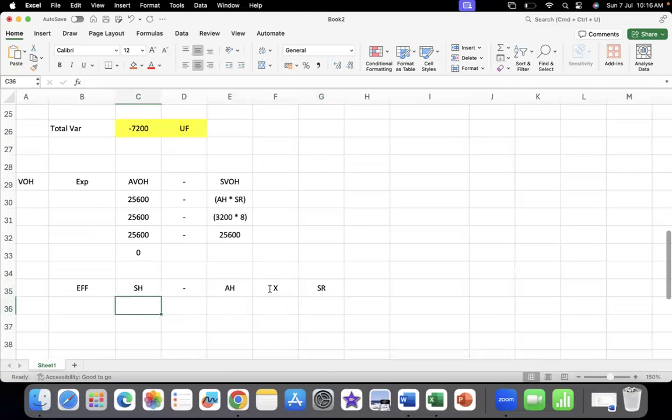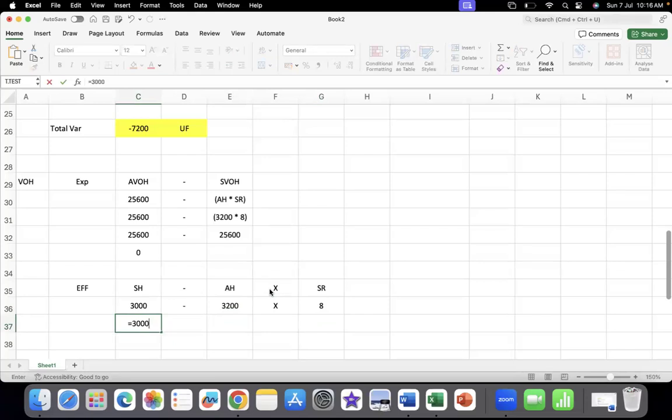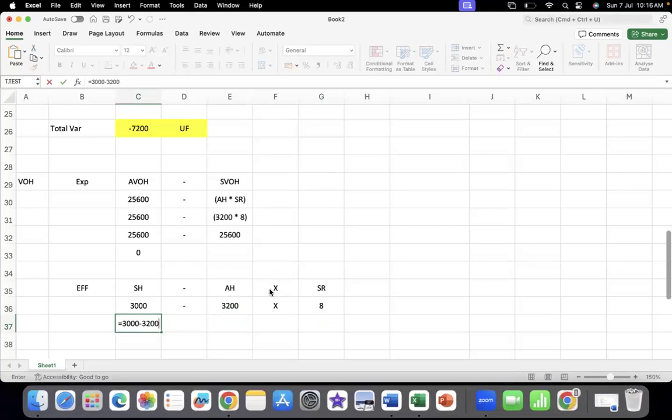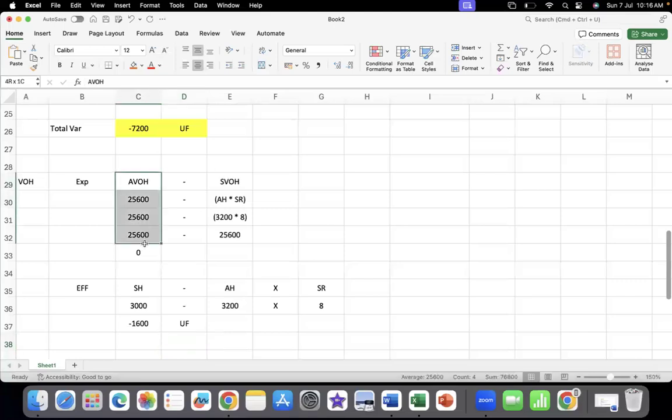So standard hours were 3,000. Actual was 3,200, but the rate is 8, because we need the variable overhead rate and we don't require the labor rate. So this would be 3,000 minus 3,200, multiplied by 8, and this is 1,600 unfavorable. Or I can just put it this way, so that makes a bit more sense.